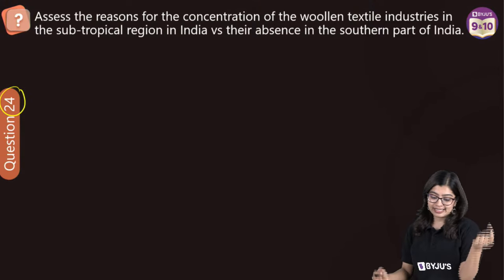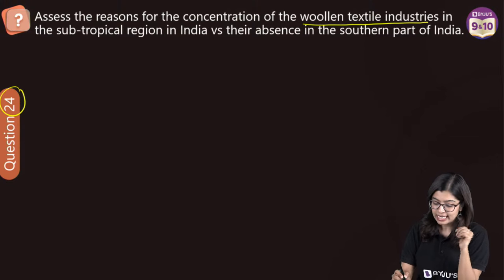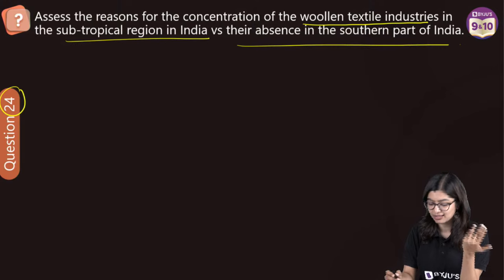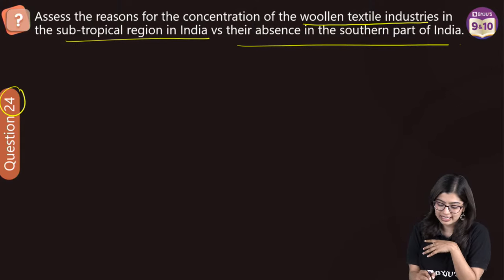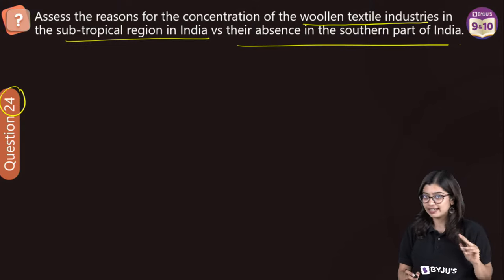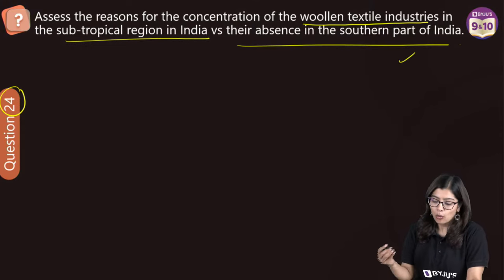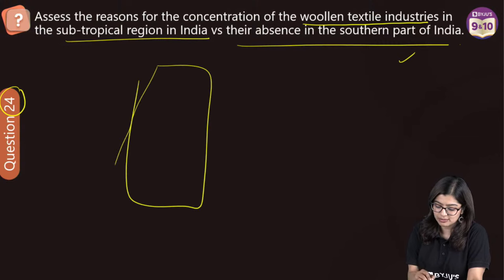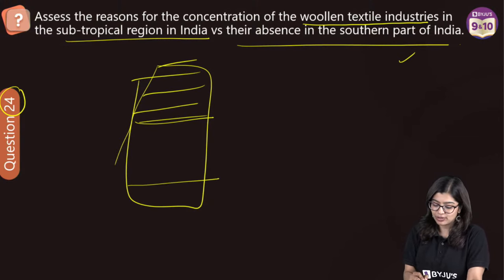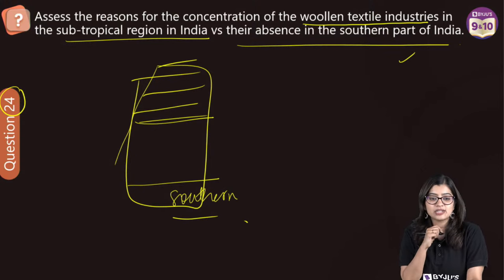Assess the reasons for the concentration of woolen textile industries in the subtropical regions in India versus their absence in the southern part. So here, basically, they're saying subtropical. That means closer to the northern regions, right? So they're trying to say northern region versus the southern part of India. Why is it that we find more? So this is my country. Why am I finding more in the subtropical regions when compared to, let's say, the southern parts, which are closer to the equator regions?